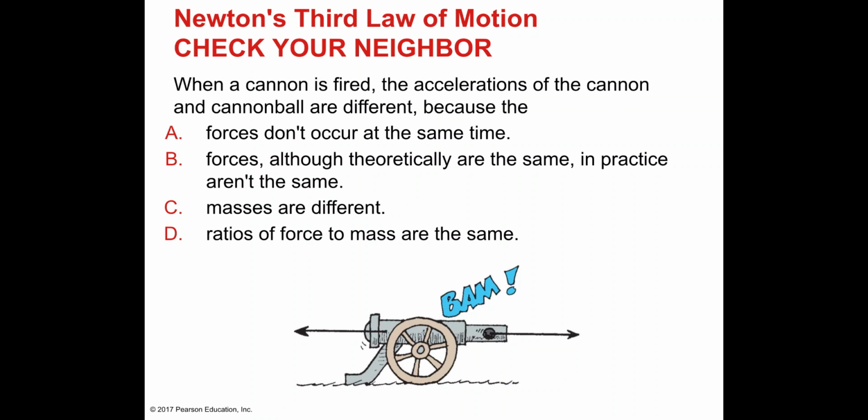When a cannonball is fired, the acceleration of the cannon and the cannonball are different because, again, the acceleration can only be different because of their different masses. But the force acting on them is the same. They only have a different acceleration because the cannonball and the cannon are of different masses.